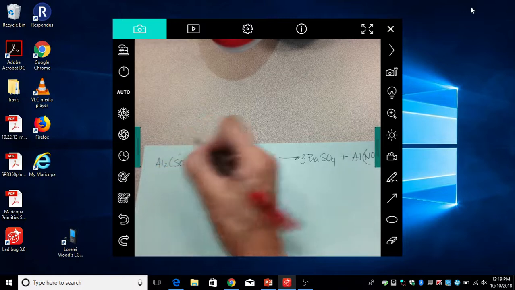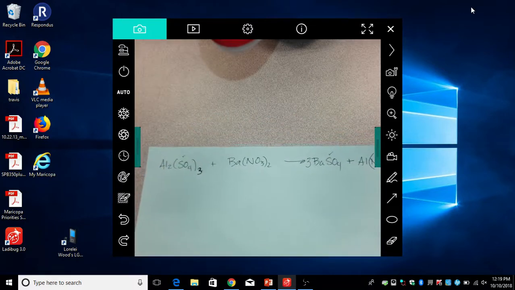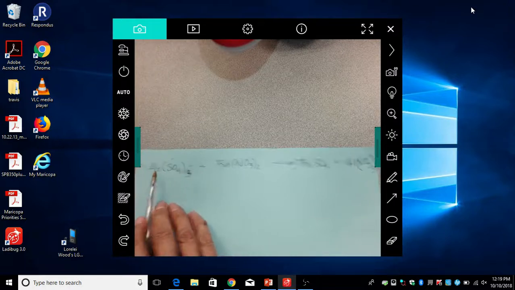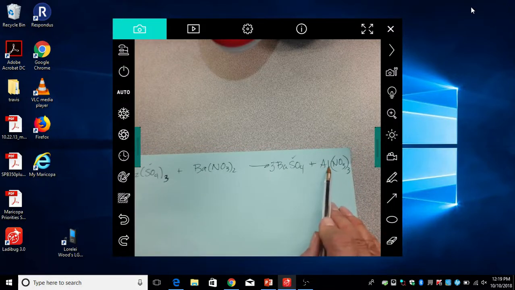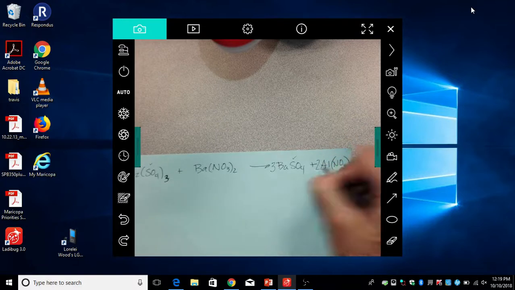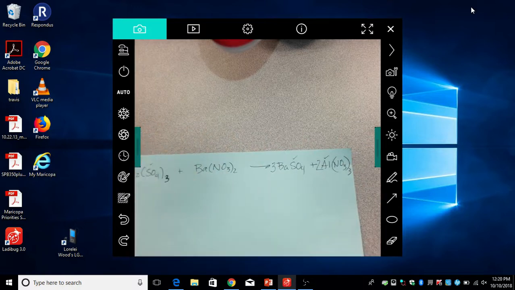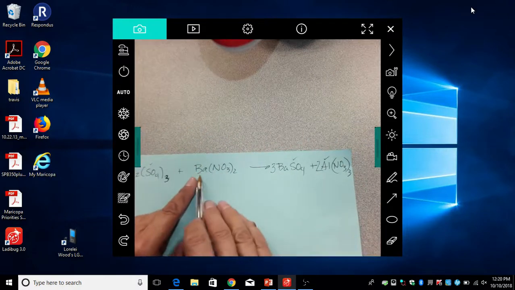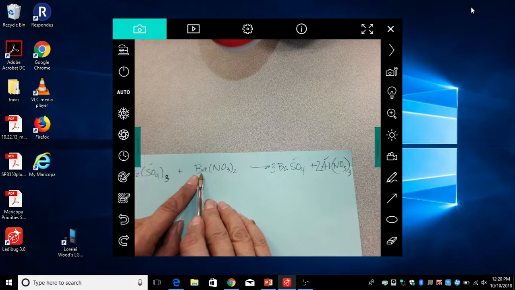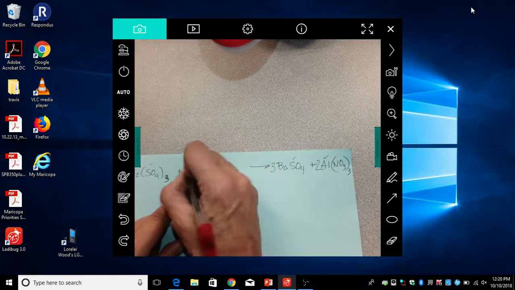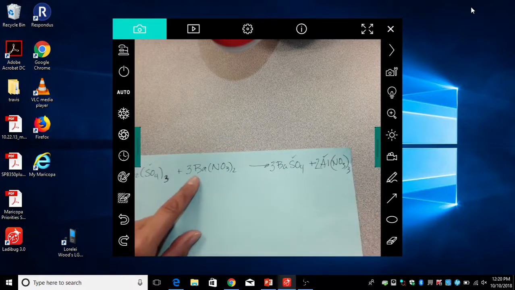So I do a little bookkeeping on my own. So now I say the sulfates are okay. I look at the next one. I say, aluminum, there's 2 here. There's only 1 aluminum here. I can't just throw a subscript on it because that's not how the nomenclature goes. What I can do is I can put 2 in front of the aluminum. So now aluminum is okay. Let's look at barium here. I've got only one barium here, and I've got 3 over here. I can throw a 3 in front of that one.